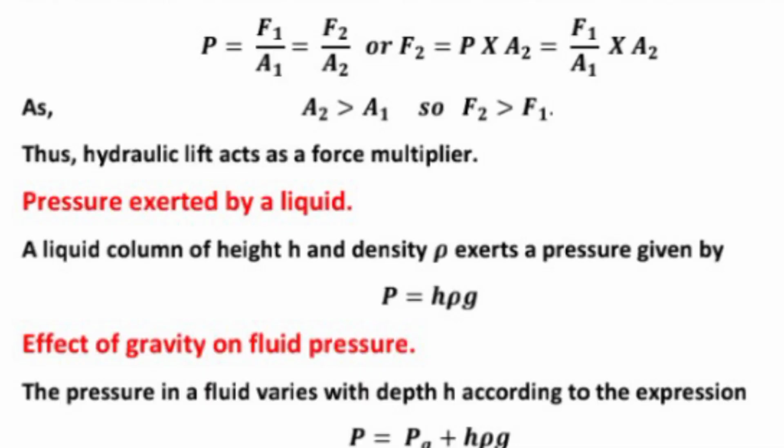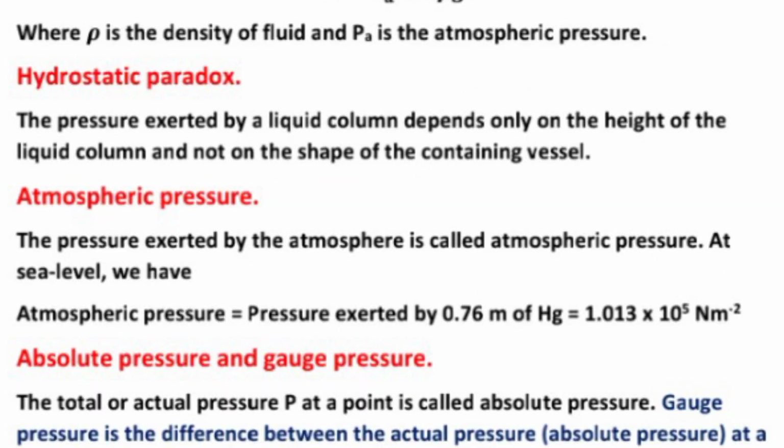Pressure exerted by a liquid. A liquid column of height h and density rho exerts a pressure given by P equals rho g h. Effect of gravity on fluid pressure. The pressure in a fluid varies with depth h according to the expression P equals Pa plus h rho g, where rho is the density of the fluid and Pa is the atmospheric pressure.